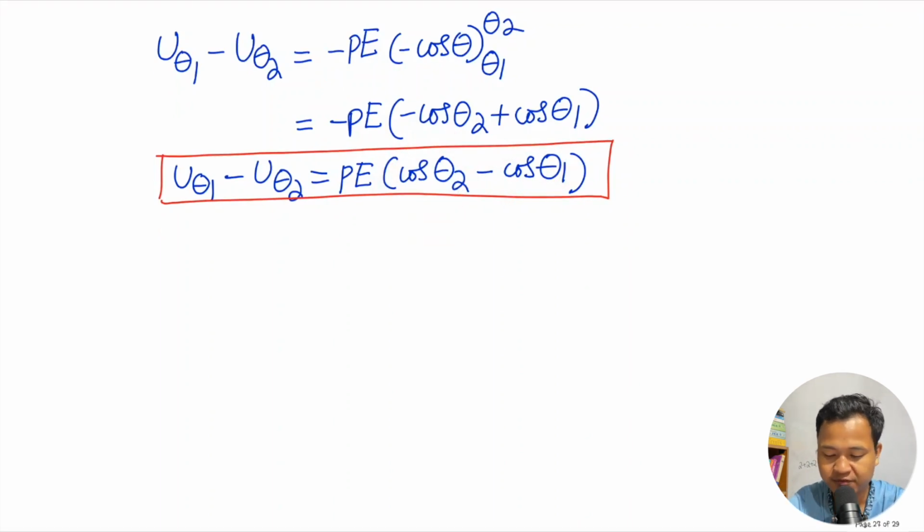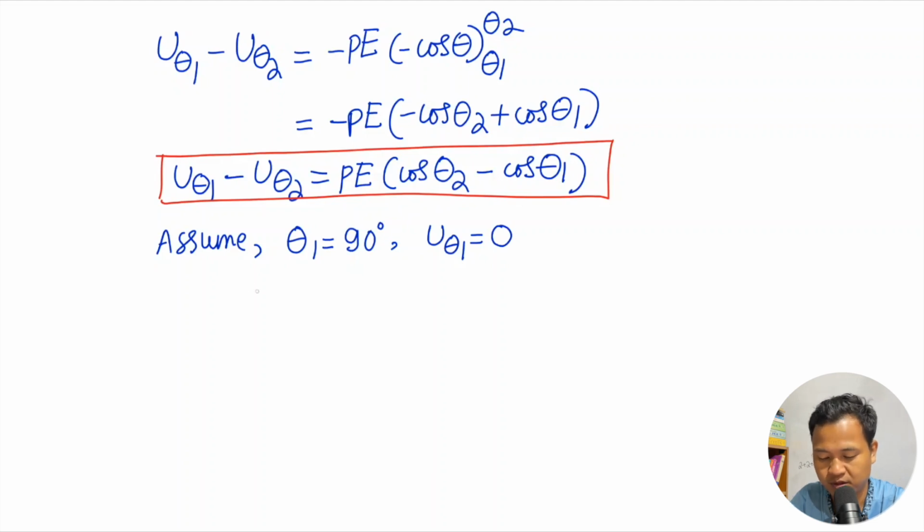In the potential energy derivation, we need a reference point, the point where the potential energy is 0. The reference point we take is when the dipole is perpendicular to the electric field. If we assume that position as the reference point, assume that theta 1 equals 90 degrees. So U at theta 1 should equal 0. Putting in the values, minus U at theta 2 equals PE into cos theta 2.